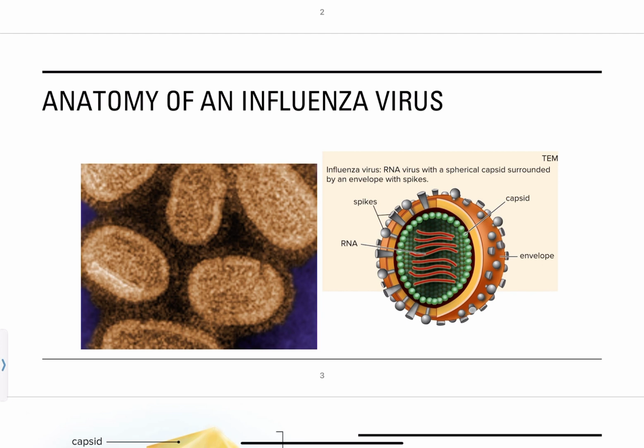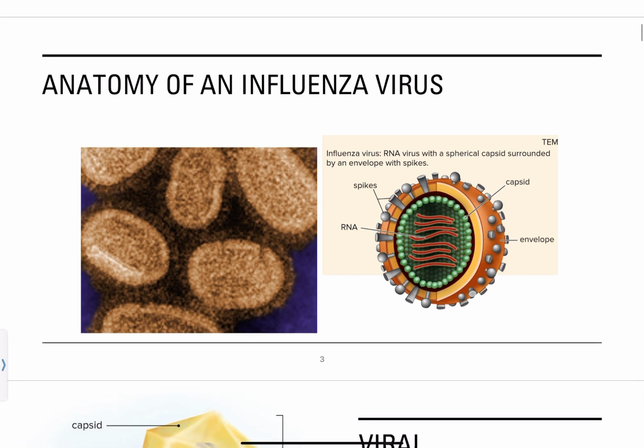These spikes are so important that we name the flu strains after them, like H1N1 or H3N2. Inside, the virus carries segmented RNA, which just means that its genome is split up into pieces. It also has enzymes like RNA polymerase for replication. This structure allows the flu virus to evolve rapidly, which is why we have to have a new flu shot every year.